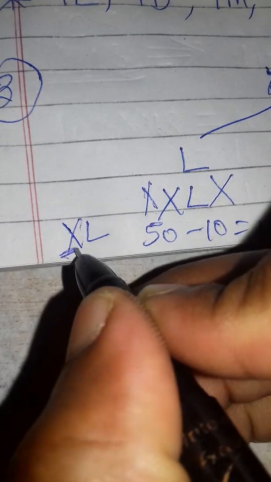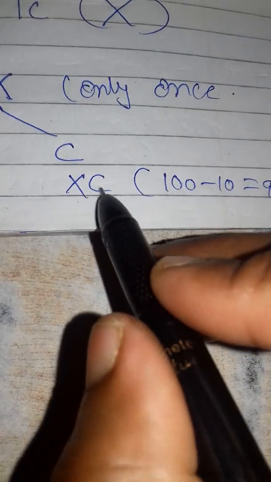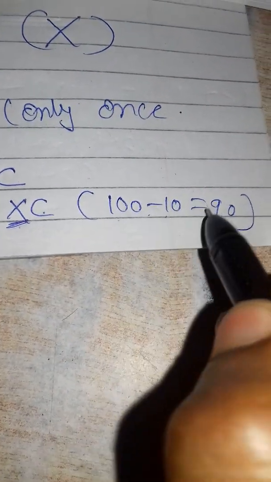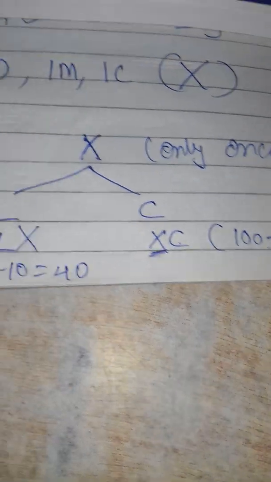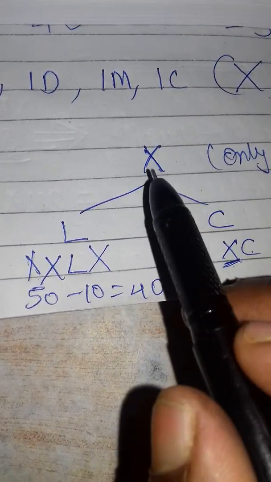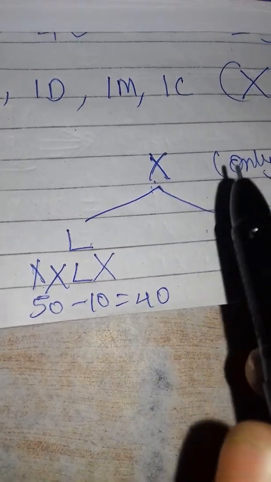This symbol you can use with L only once. In this way, if you have to subtract X from C, you can use this symbol only once. So 100 minus 10 is equal to 90. So for X, you can subtract these symbols from L and C only once.